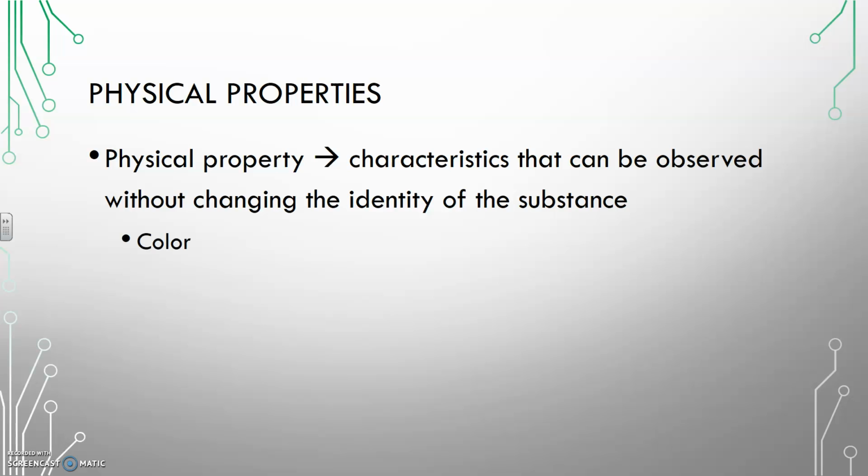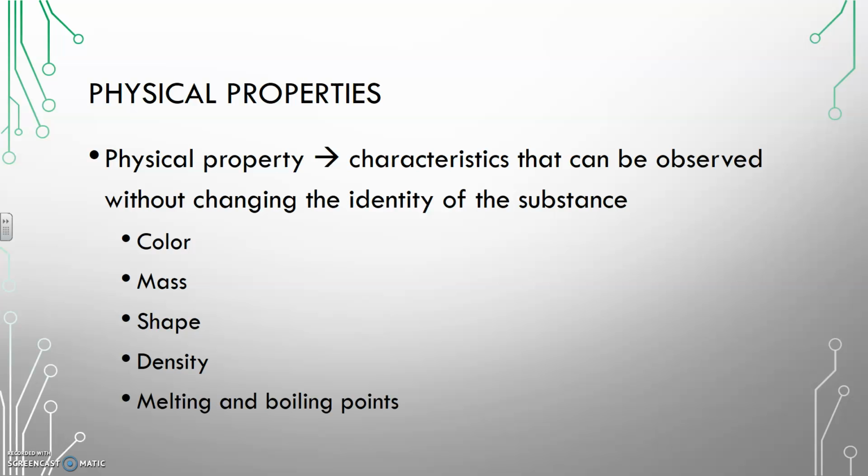Some examples of physical properties are color. If you have a color change, that is a chemical property or chemical change, not a physical change. But just the color of something is a physical property. You also have mass, how much an object weighs, the shape of the object, the density, which we're going to go over in just a little bit, and then also the melting and boiling points.